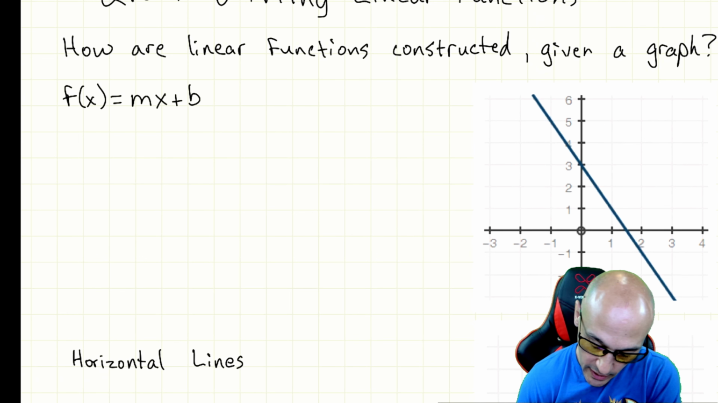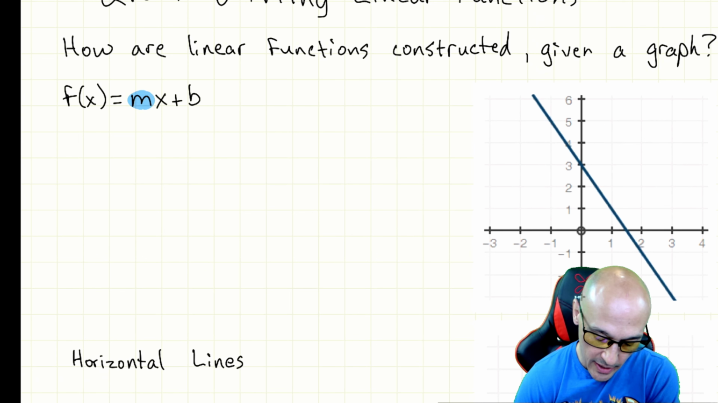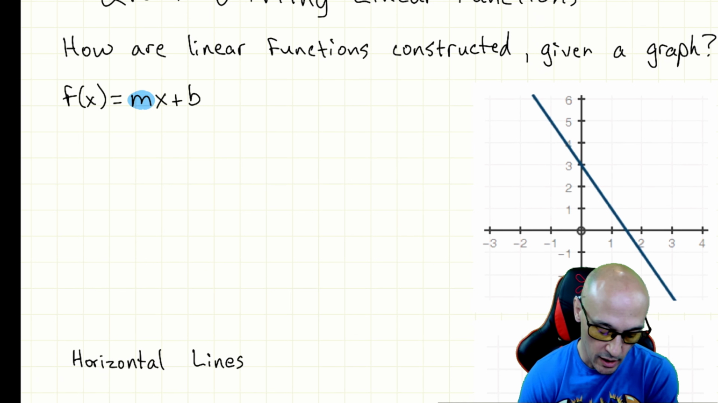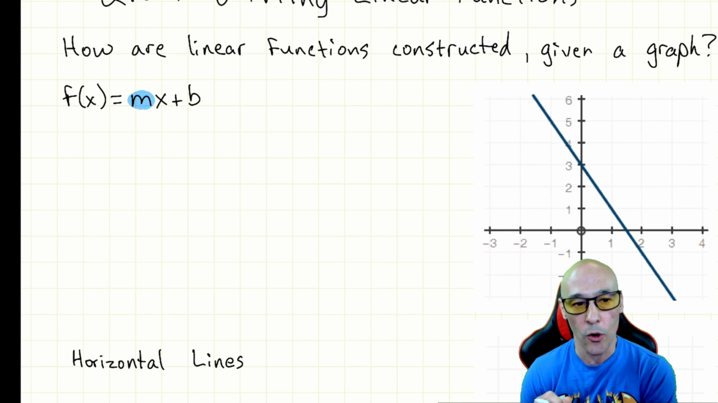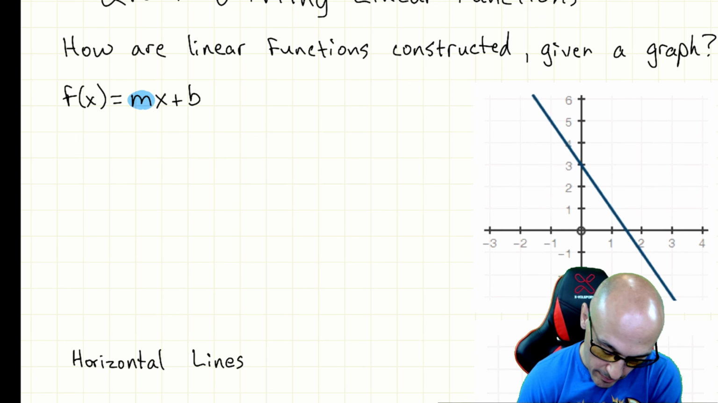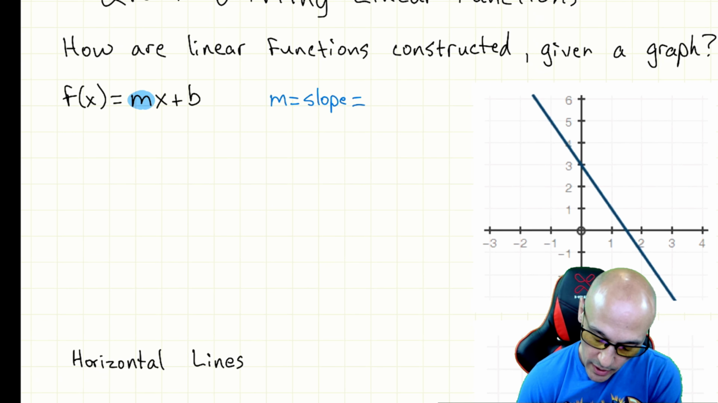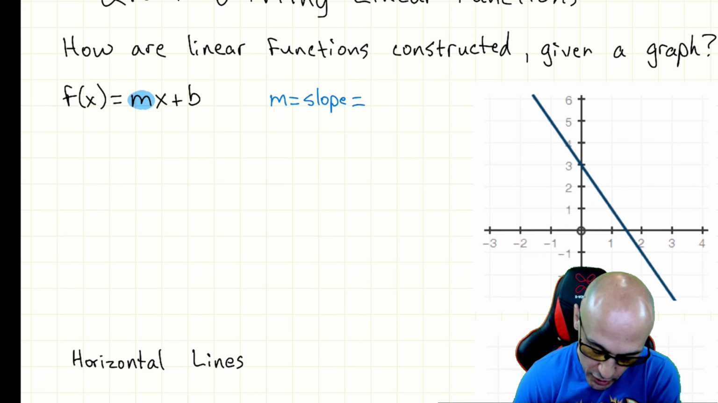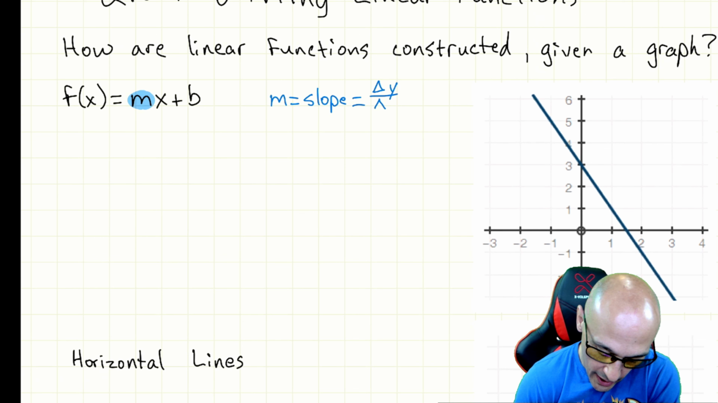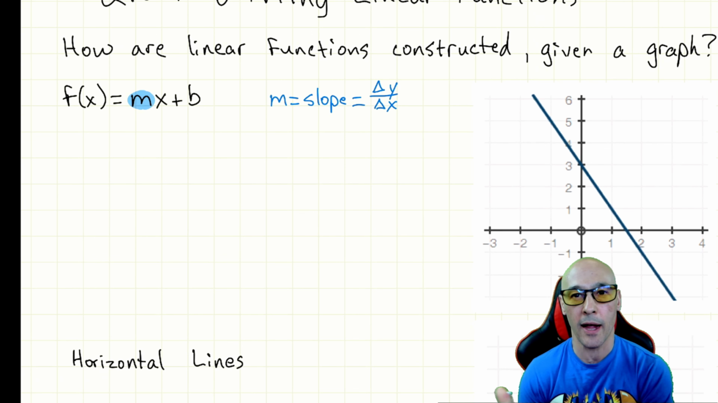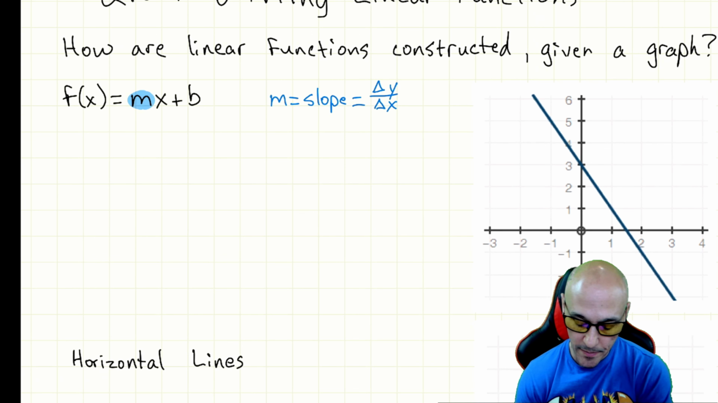And so the first thing I want to look at here is the m. The m is a point on the graph, or excuse me, it's the slope. The slope is our m, so m is equal to the slope. And the slope is equal to the change in y over the change in x. And we represent that as delta y over delta x, where those are little triangles. It's a Greek letter, delta.